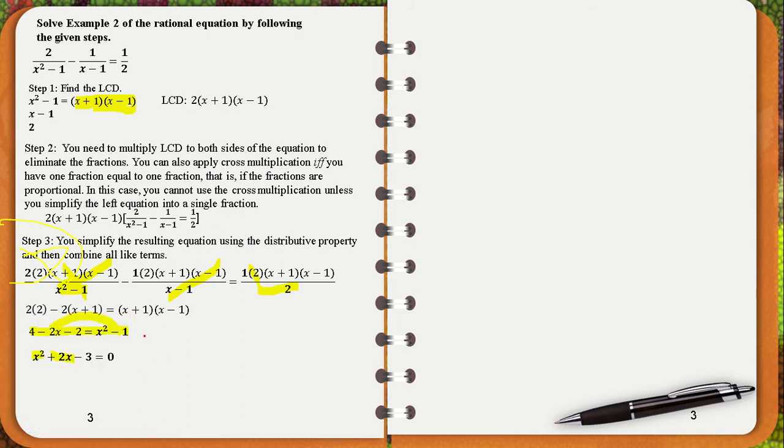Yun, ito po siya. So, yung x squared, ganito po siya, x squared yan. Yung negative 2x, nilipat natin dito sa kanan, naging positive 2x. Ganun po siya.